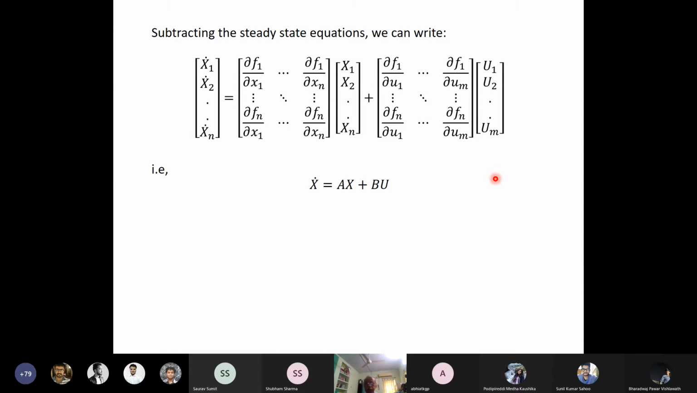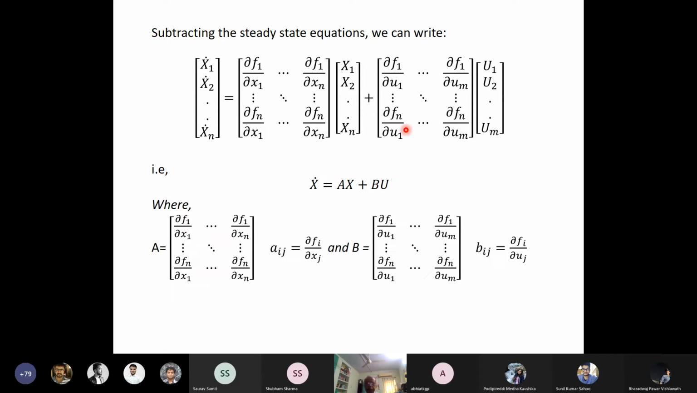So I will have this equation: x dot is equal to Ax plus Bu. This matrix I can call A, and this matrix I can call B. A is defined as the Jacobian of the functions, or the derivative of the functions, with respect to the state variables.